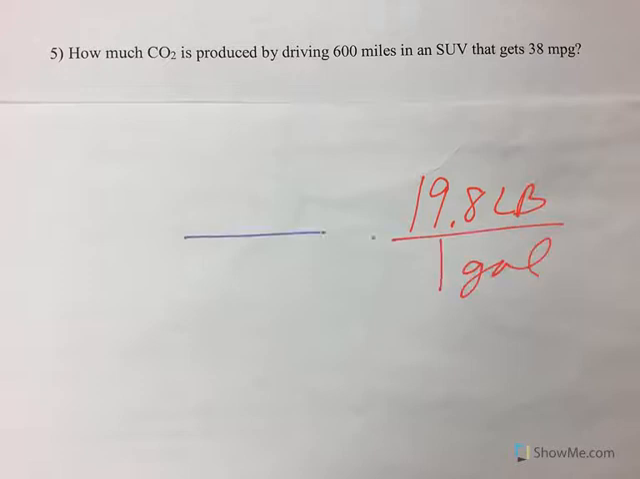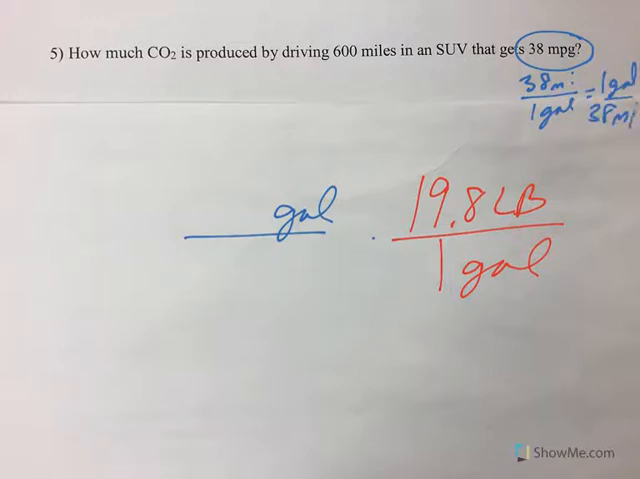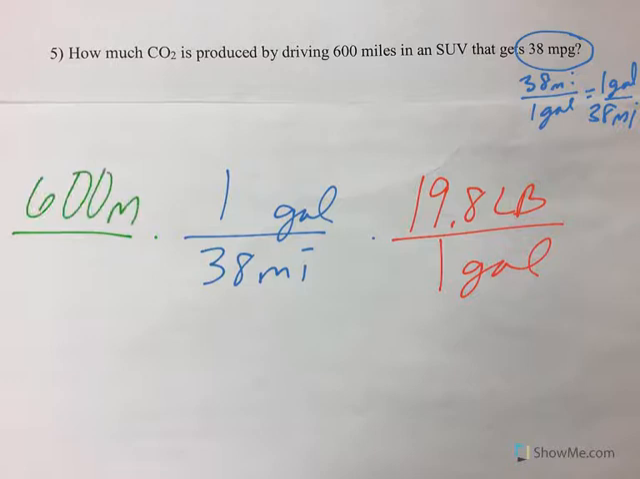How much CO2 is produced by driving 600 miles in an SUV that gets 38 miles per gallon? I want an SUV that gives 38 miles per gallon. Anyway, we're back to CO2 and gasoline, so we know we've got to use the 19.8 pounds per 1 gallon of gas. So when we're working backwards, we know we've got to have gallons here. If we look at this ratio, 38 miles per gallon, remember that can be flipped the other way. So we're going to use 1 gallon is 38 miles. And then working backwards one more step, we're driving 600 miles.